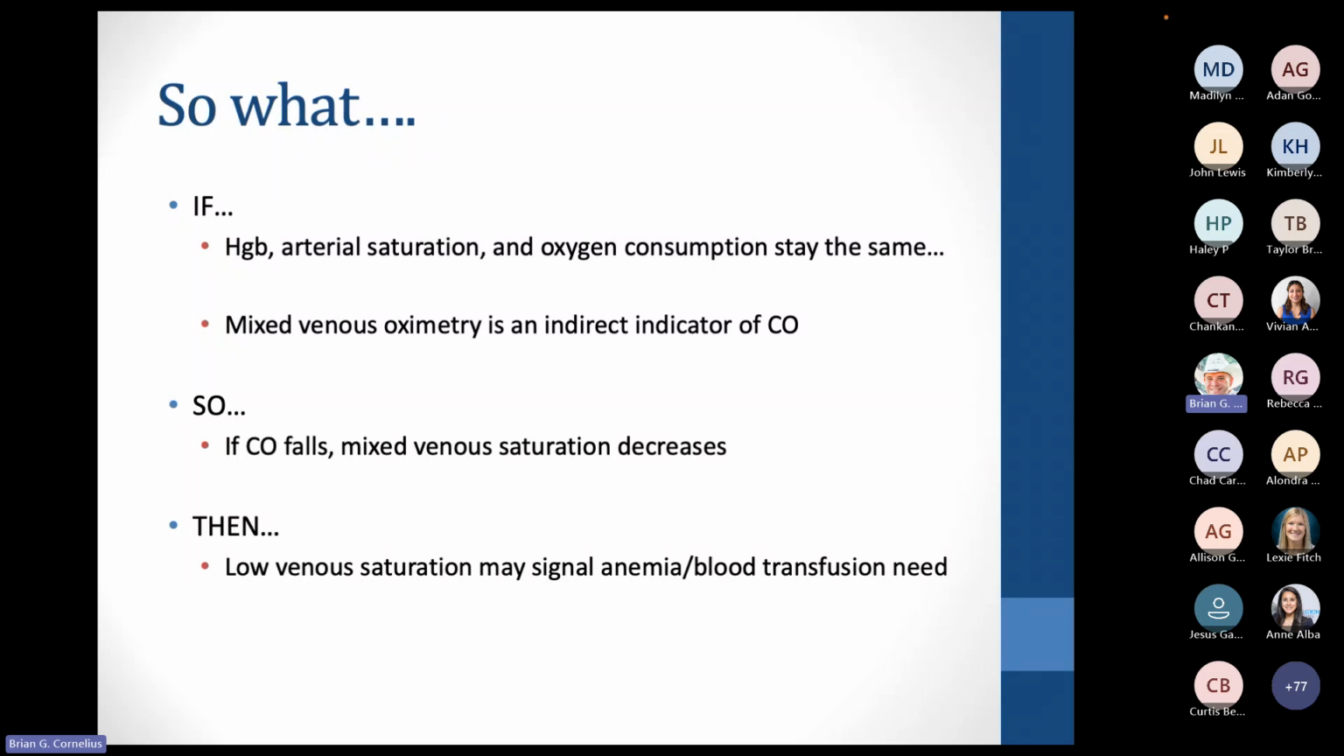But if you do have all those things stable, what you'll see is if your cardiac output starts to fall, that mixed venous oxygen saturation is going to start to decrease as well. So if you've got somebody that's got a low venous saturation, it may mean they need to be transfused or they're hypoperfused for some reason. Like I said, it's problematic because oftentimes we've got multiple factors that are changed in there. It's not just one thing.